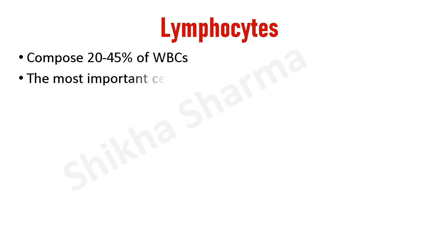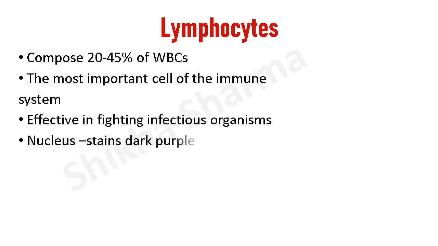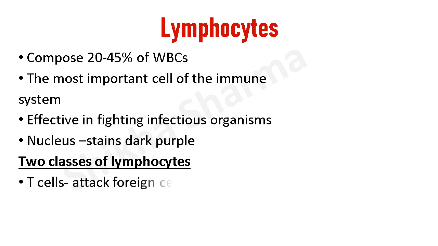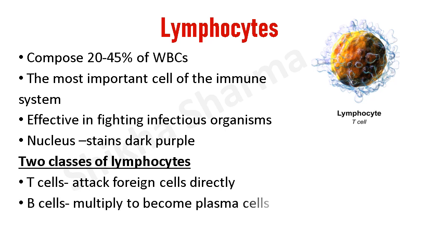Lymphocytes. These cells in the blood represent 20 to 45% of WBC. These cells are fundamental in cellular and humoral immunity. The lymphocyte is an agranular cell with very clear cytoplasm which stains pale blue. Its nucleus is very large for the size of the cell and stains dark purple. The T cells attack foreign cells such as viruses, cancer cells, and transplants. The B cells develop into plasma cells which make antibodies.